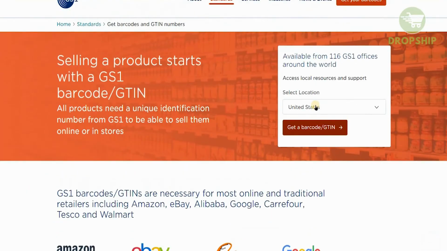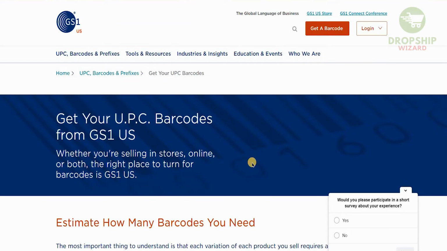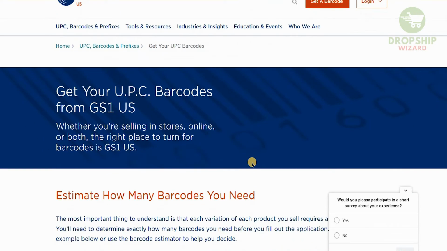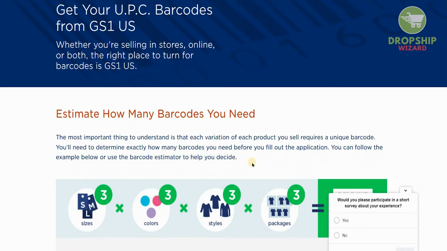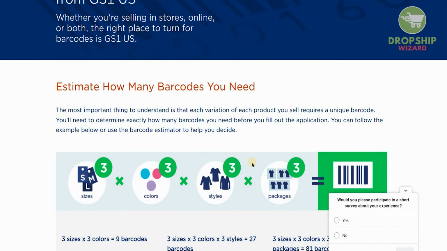So all you need to do is select the location where you want it. We're going to go for the United States and click on get a barcode. And once you do that, you'll go to the next page where you can get your UPC barcodes from the GS1 US. Whether you're selling in store, online, or both, the right place to turn obviously is GS1 US.